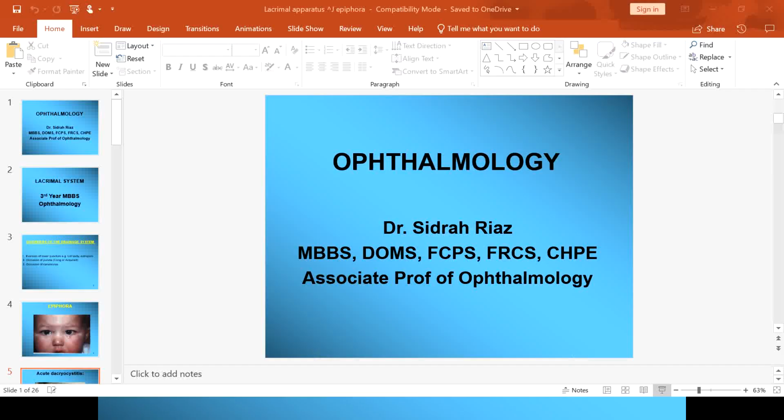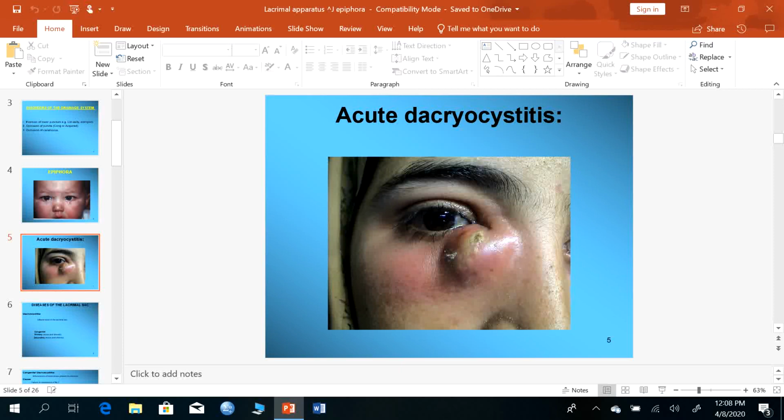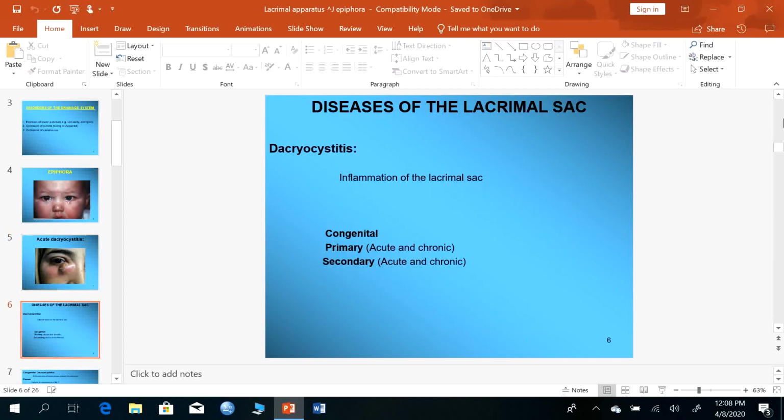In the next slide, you can see that a person has swelling on the medial side of the eye with a pus point on its upper margin. If there is long standing obstruction, whenever there is obstruction, there is inflammation, and the pus can collect under the skin over the area of the lacrimal sac. This disease is known as acute dacryocystitis. It is inflammation of the lacrimal sac. It can be primary or secondary, but usually it is secondary to chronic blockage.